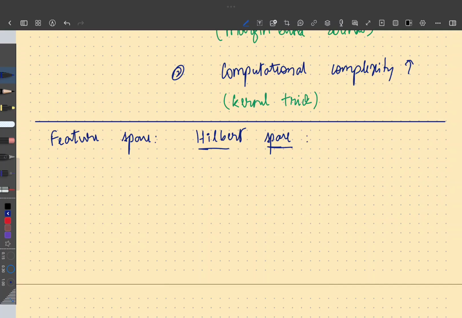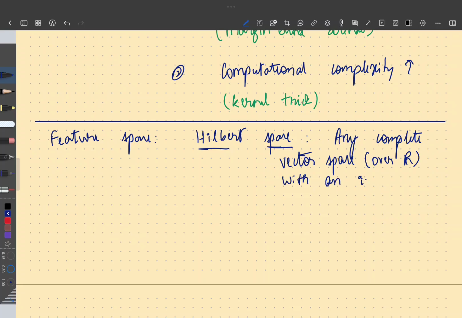So what is a Hilbert space? Any complete vector space. For now, we'll assume vector spaces over R. So when I say a vector space over R, it means that the underlying field is R. So all linear combinations are real linear combinations of vectors, with an inner product.